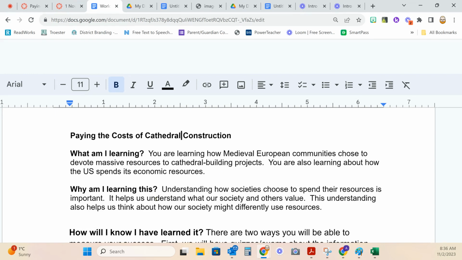What you are learning about now is how important cathedrals were to medieval European communities. We're going to get a sense of the scale of the massive resources that they devoted to building cathedrals. You are also, in the process, part of this comparison, going to learn how the U.S. spends its own economic resources.